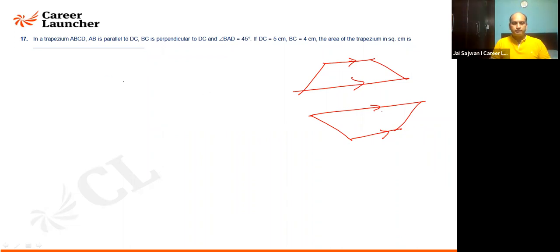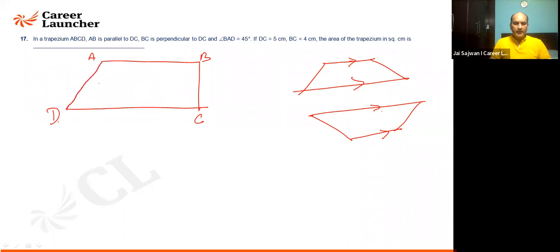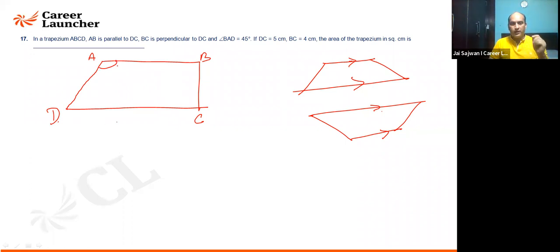No response. So in a trapezium, AB is parallel to DC, BC is perpendicular to CD. Fine, this is what I thought. BAD is 45 degree. Do you think it is 45 degree? No, it is more than 90 degree if we are going to take it out. So I know one thing is certainly going to happen, that this A would be extended one. Fine, because the angle is coming out to be lesser here.